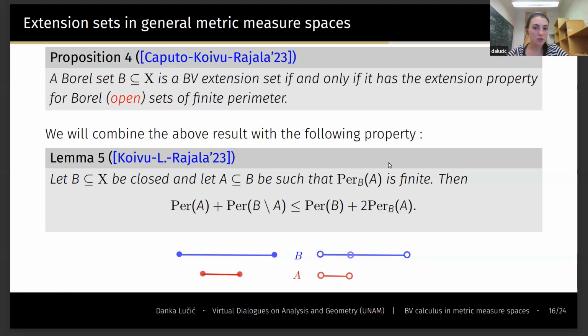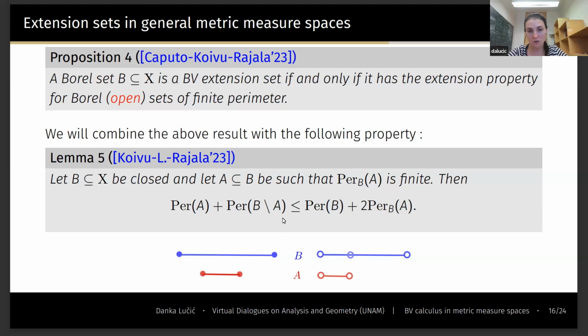This is a property which regards only the perimeter of a set. It's an inequality. And it says that once you have a closed set B and a subset A of finite perimeter in B, then the following inequality holds.